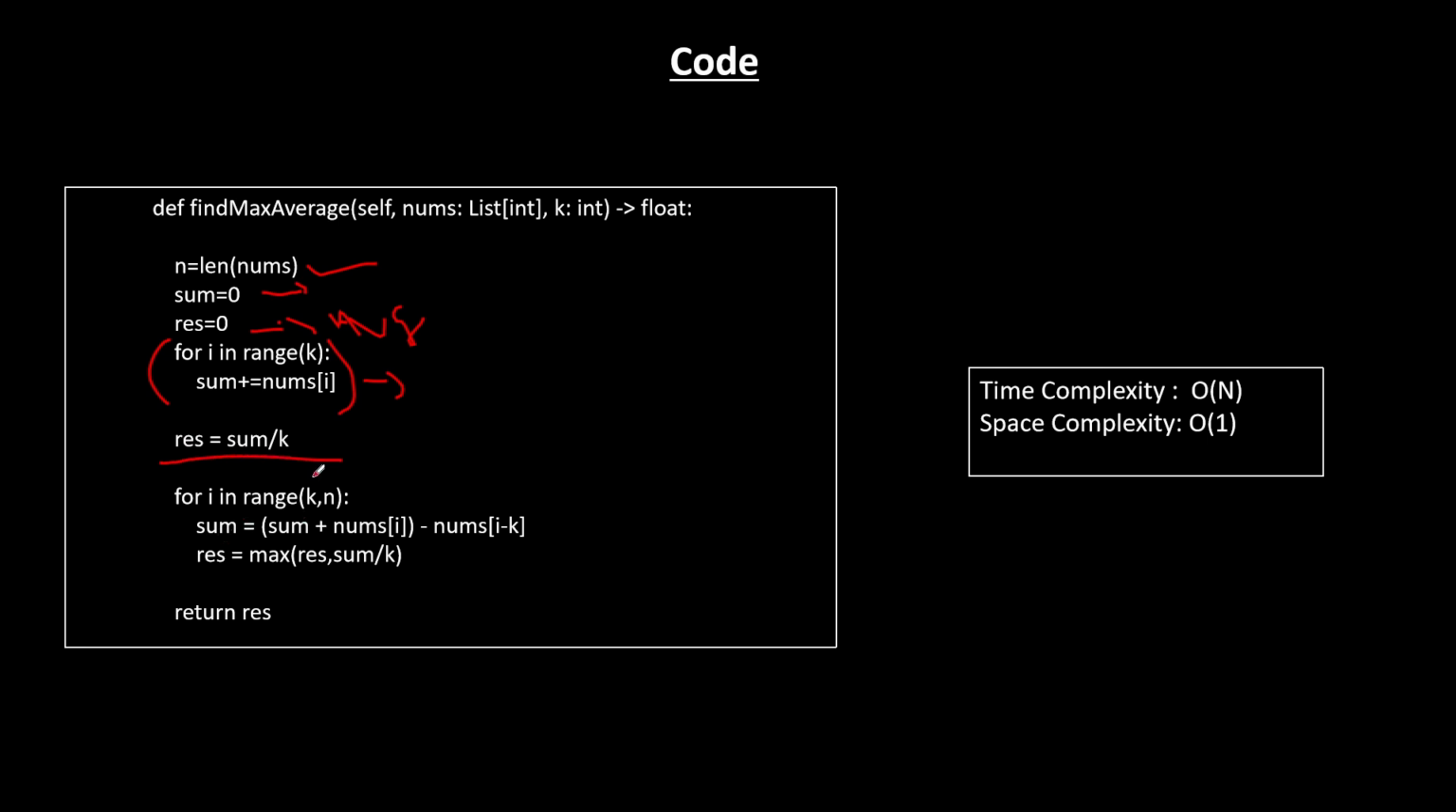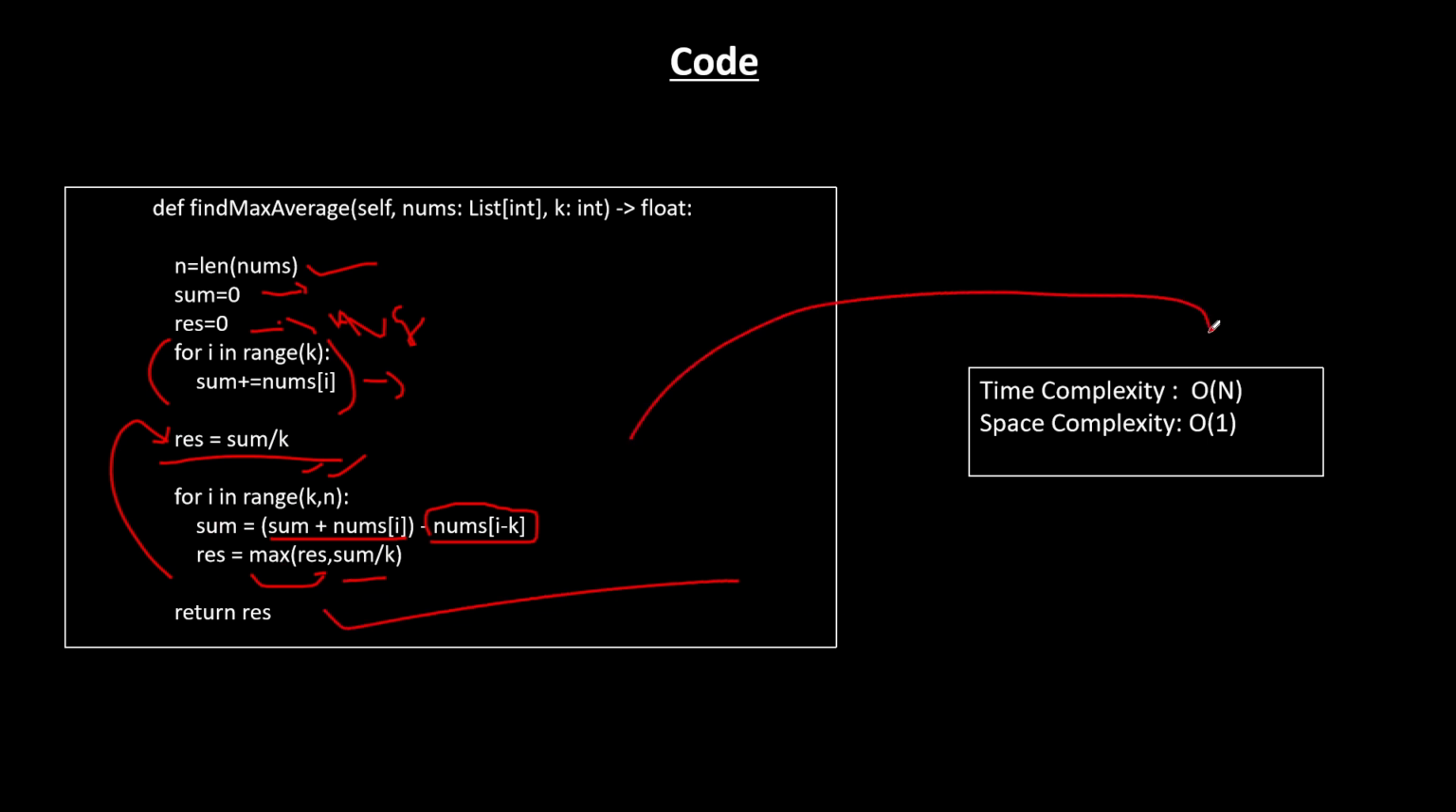Then we start our i from k till n. Now here you can see we added the new element in our current window, increasing its size. Then we remove the first value of the particular window, making the window shrink again to size 3. And we take the maximum of the result we previously got and the current one which we got now. So it will keep on updating itself and we return the result.